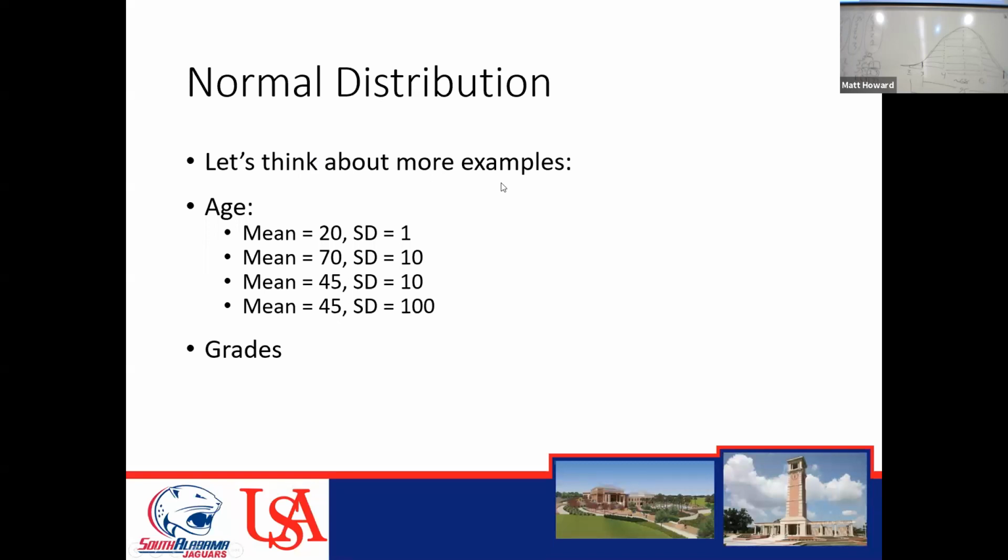All right. And here's another example. Let's say we have a mean of 45 and a standard deviation of 100. What would we expect 95% of our data to fall between?